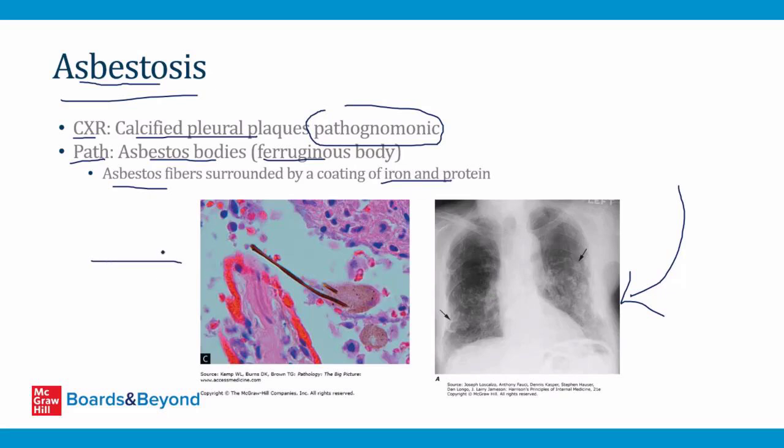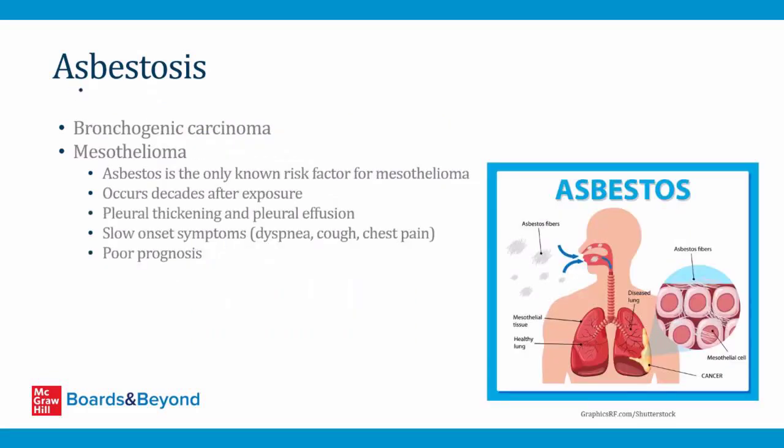This is a picture of an asbestos body on the slide here. Sometimes they have sort of a dumbbell shape like this, where they're narrow in the middle and wider at the edges. But the point is that you can see these fibers of asbestos sometimes in a sputum sample or a bronchoalveolar lavage sample. In terms of cancer, there are two things to know about asbestosis.